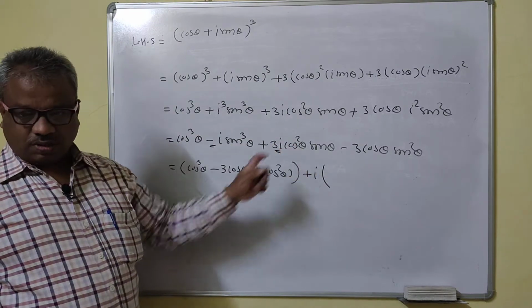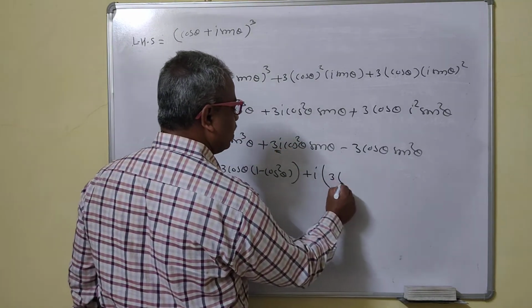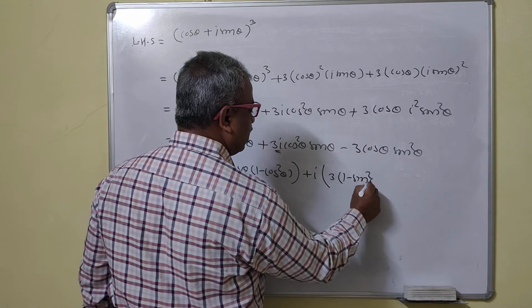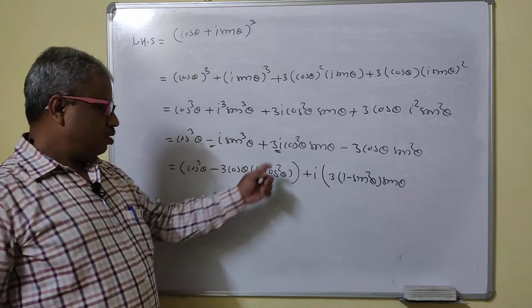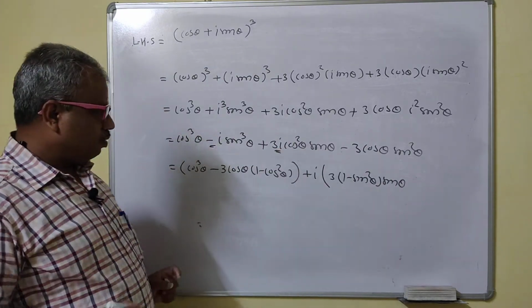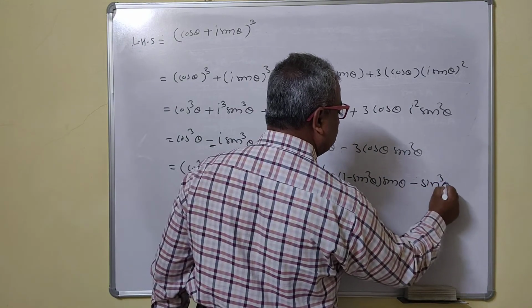So I will take this term later on. First I will write this cos square theta as 1 minus sin square theta, because this term is positive, so I have collected this term first. This one is minus, so I will collect it later on.